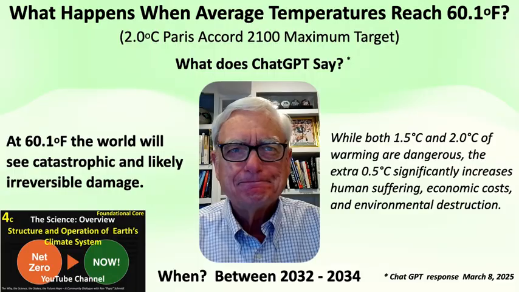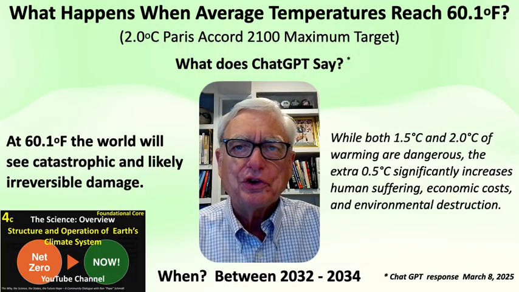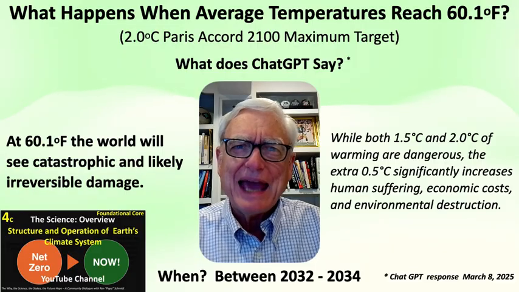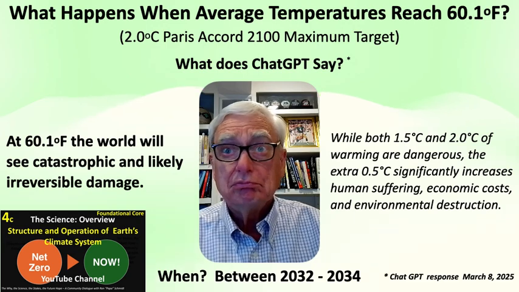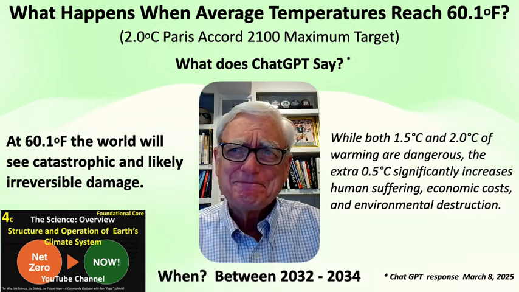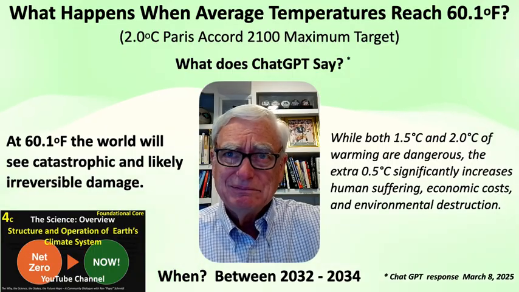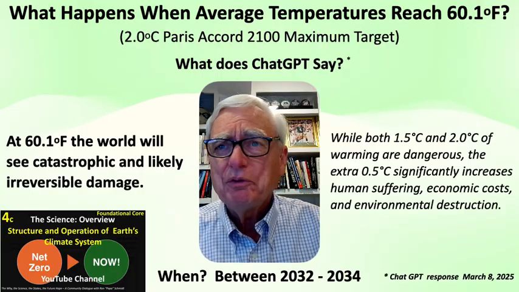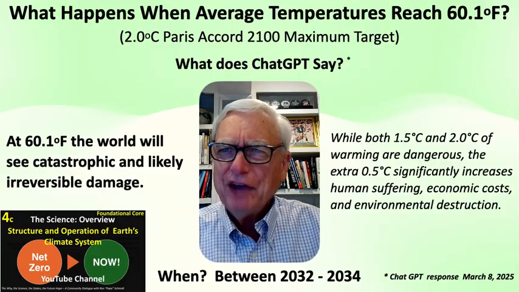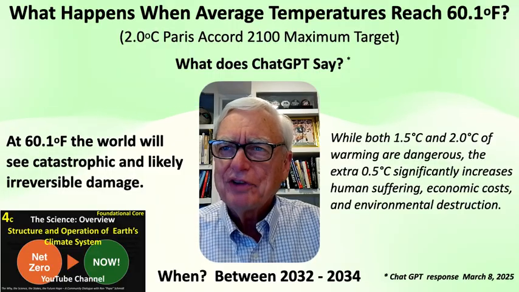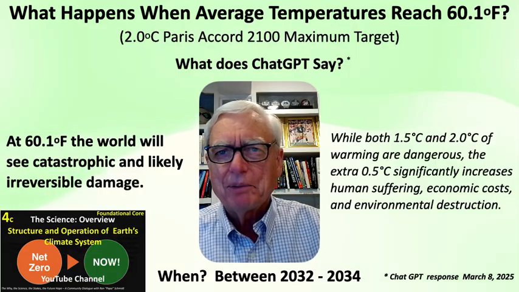And what did it say? It says that at 60.1 degrees Fahrenheit, or 2 degrees Celsius, the world will see catastrophic and likely irreversible damage. It's kind of shocking, because that's maybe less than 10 years from now. And it goes on to say, while 1.5 degrees Celsius and 2 degrees Celsius of warming are dangerous, the extra 0.5 degrees Celsius represents a significant increase in human suffering, economic cost, and environmental destruction.